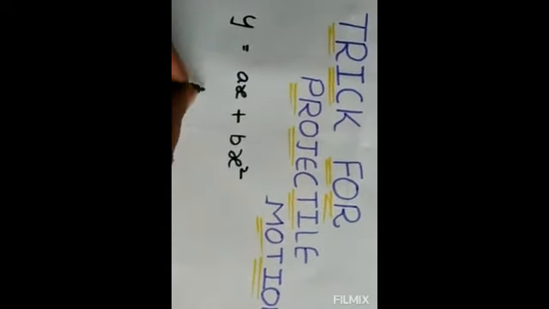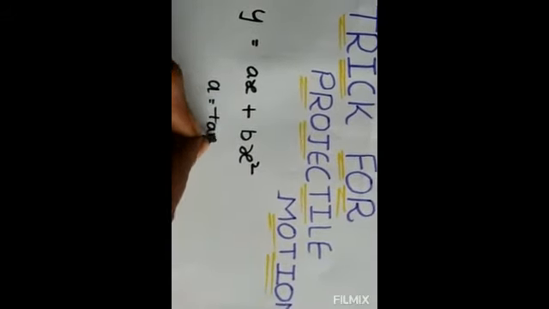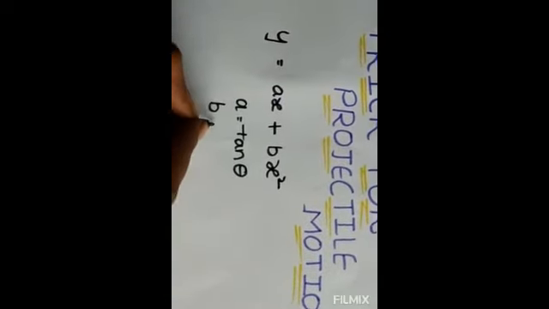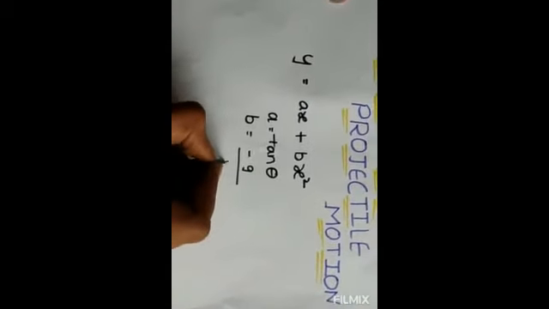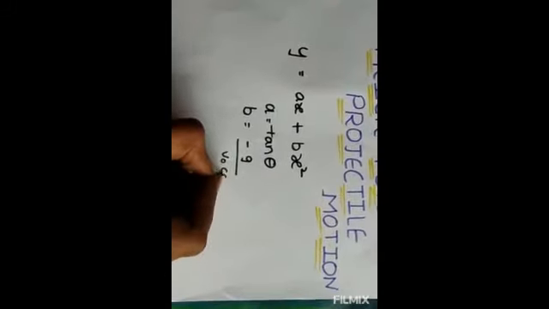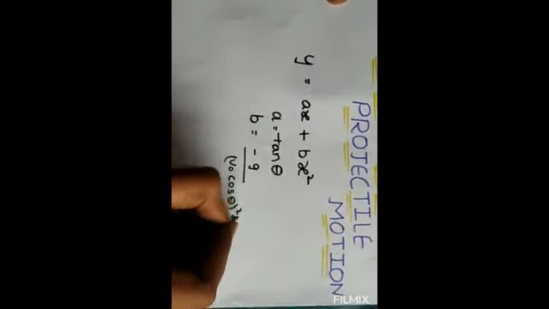In this, a stands for tan theta and b stands for minus g by 2 v naught cos theta whole square. This you have to remember.